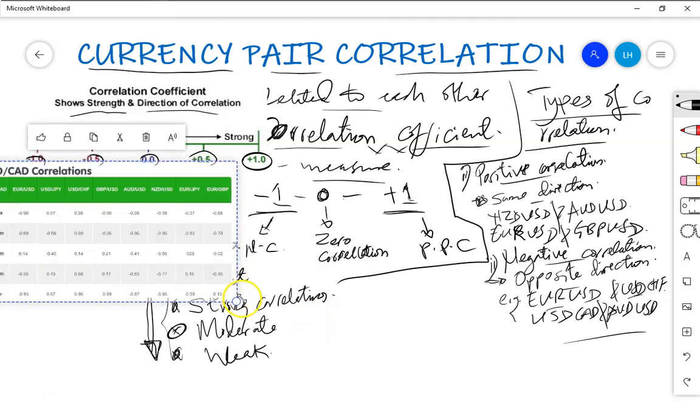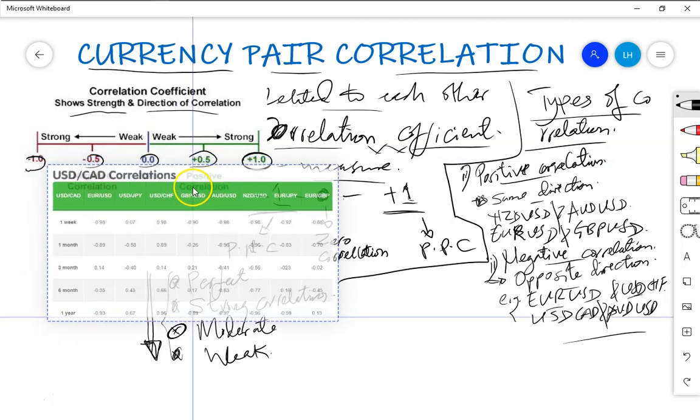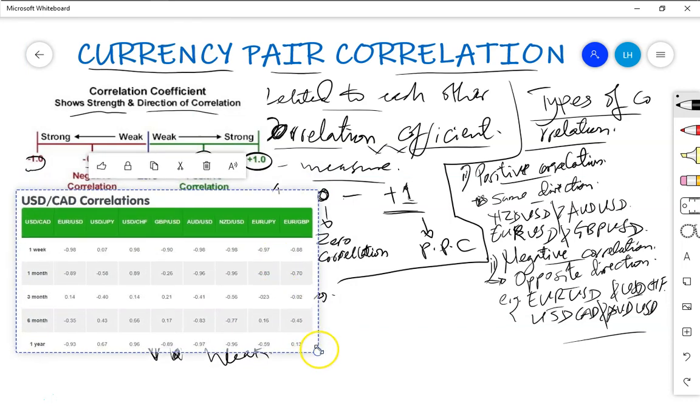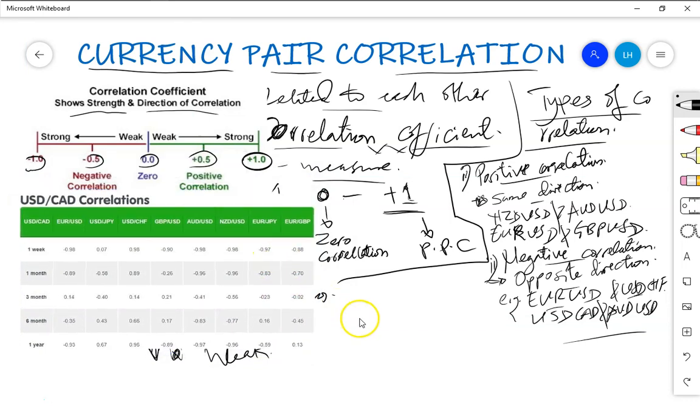Another thing here is an example. We can see a picture with examples of currency pair correlation, specific to USDCAD, showing how USDCAD correlates with the other currency pairs across different time frames. You must be aware of how to read those currency pair correlation charts.